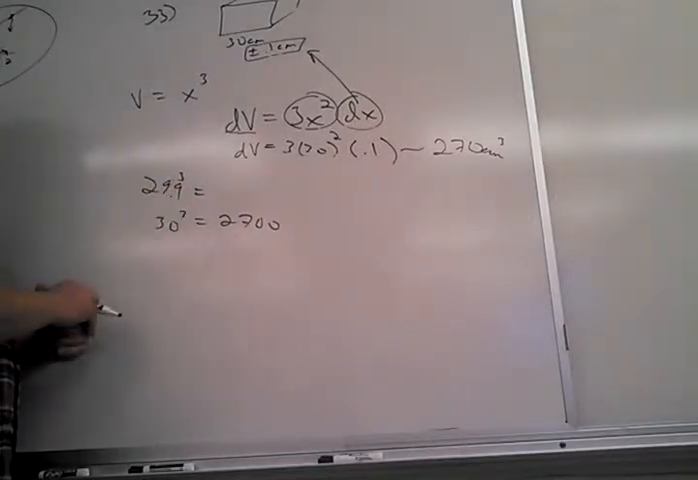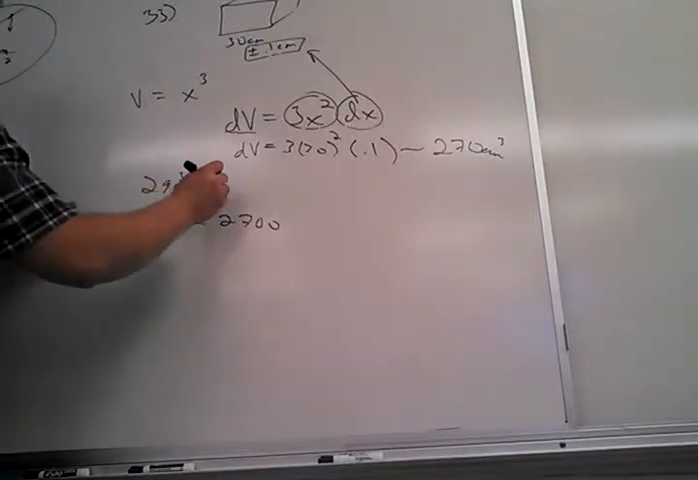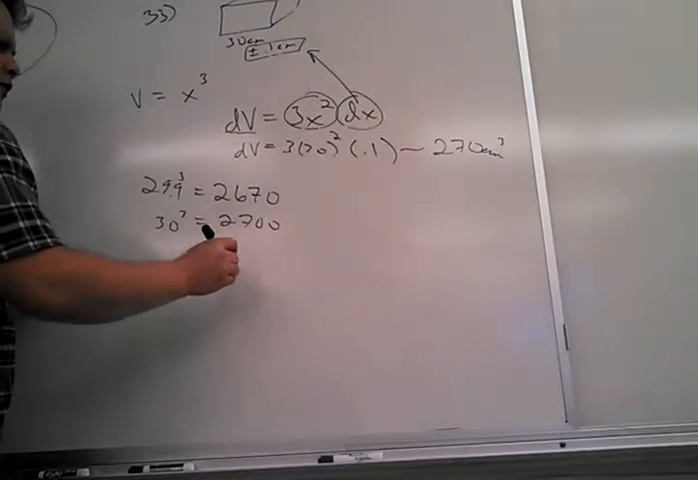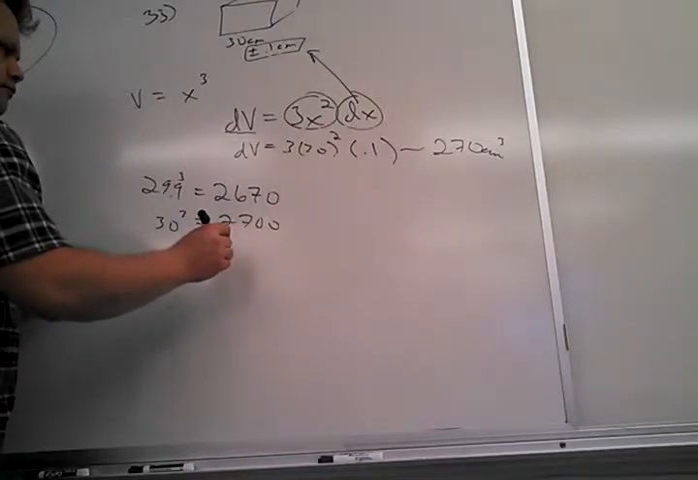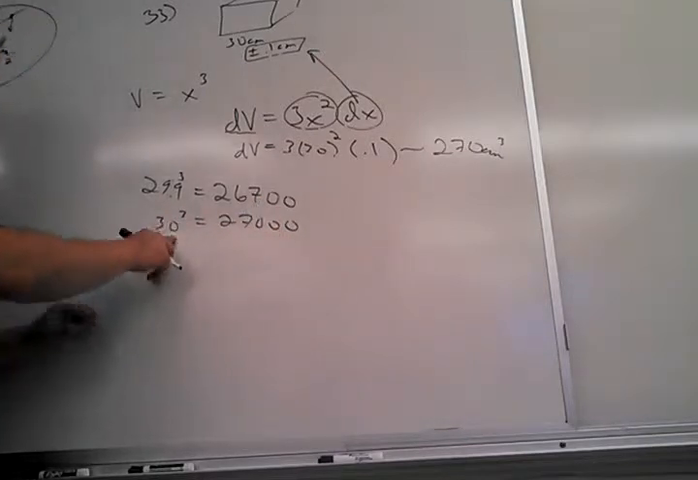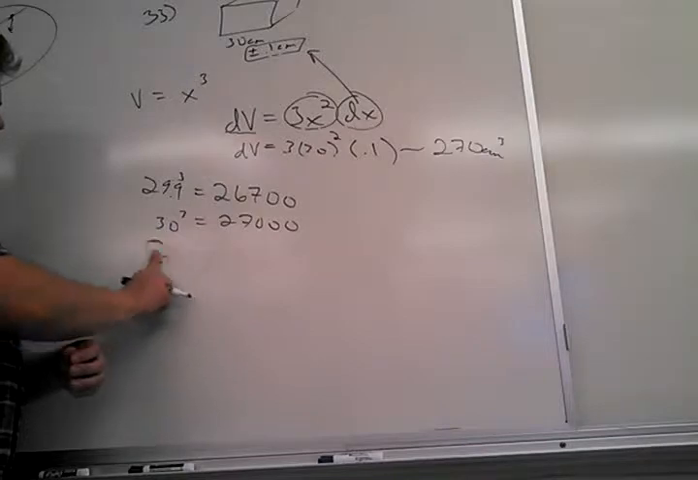29.9 cubed, somebody help me out. 2.67 times 10 to the 4th. Oh, this is too small. Yeah, I would say just put that with a zero. Yeah, thank you. 29.9 cubed. And then what's, say again?